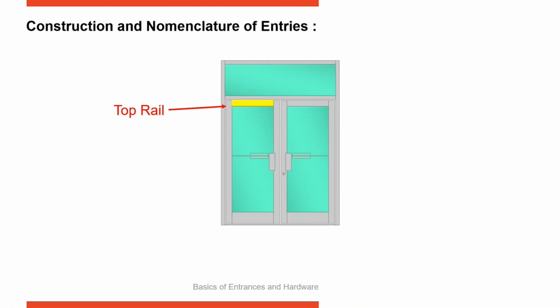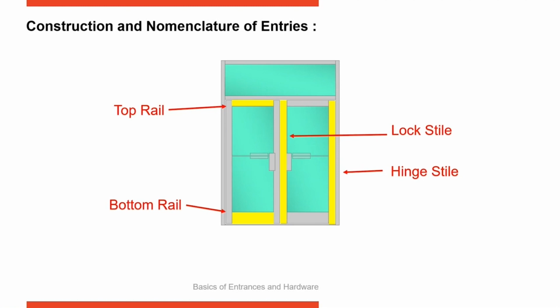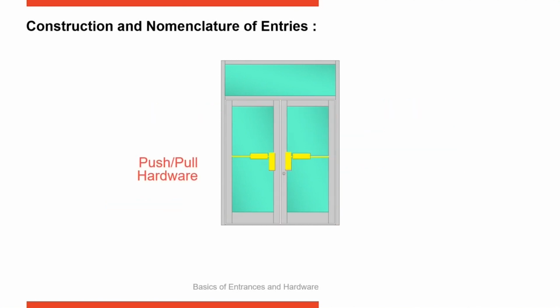Now, on doors, anything running horizontal is a rail. So this is the top rail and this is the bottom rail. So anything on a door horizontally is a rail. You have center rails or mid rails also. Anything running vertically is a stile. So here where the hinge is, adjacent to the hinge jamb is the hinge stile. On the opposite side of that, where the lock mechanism is, is the lock stile. And then on the pair of doors where those meet together, this is the meeting stile. So those are the main components of a door.